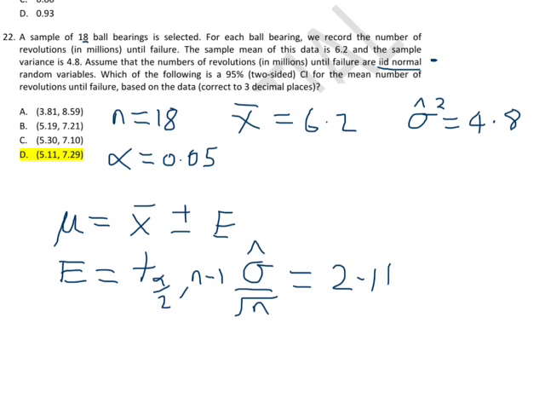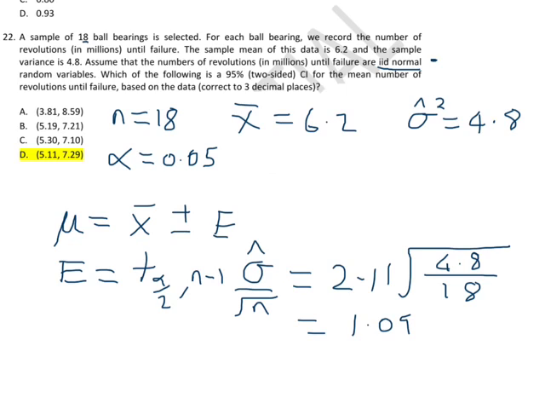That's multiplied by the root of, remembering that we've been given the variance, so we bring the variance under the square root, 4.8 over 18. So that's 2.11 times root 4.8 divided by 18, which gives us 1.09.